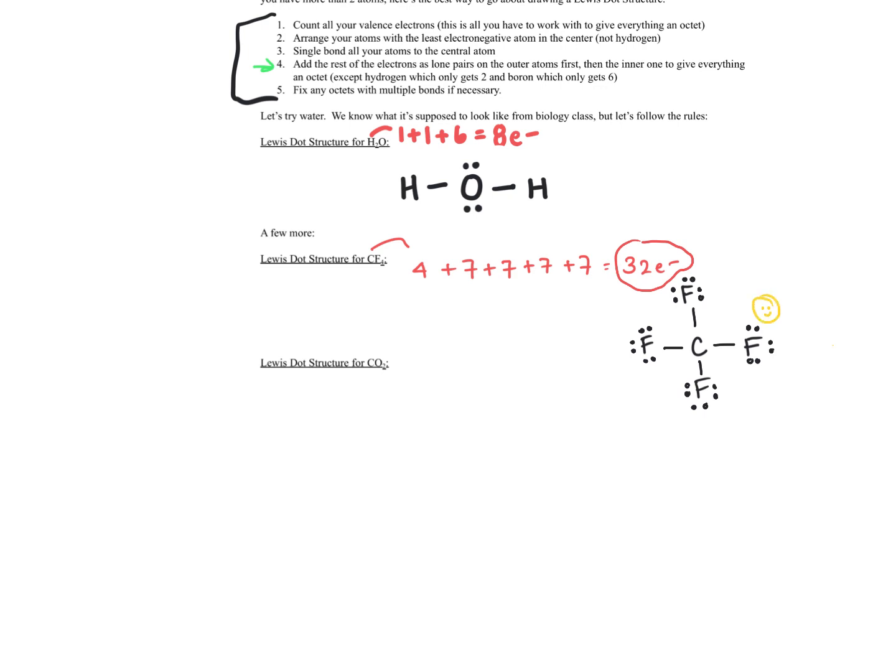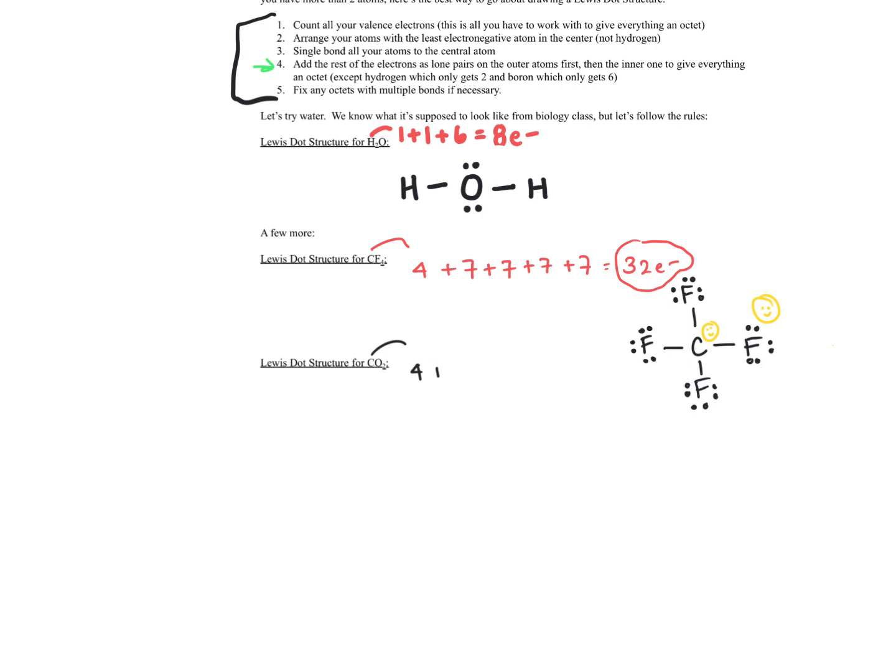And then carbon is touching 4 bonds. Each bond is 2 electrons. So carbon also feels like it has 8. So that's good to go too. So we don't actually have to fix any octets, which would be step 5. But we should practice one where we do have to fix an octet. So let's try that with carbon dioxide.